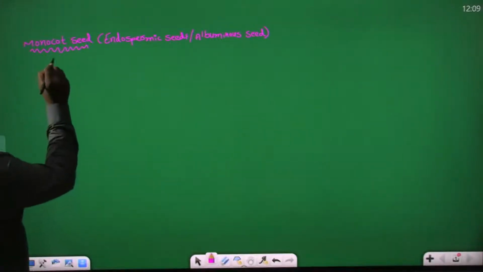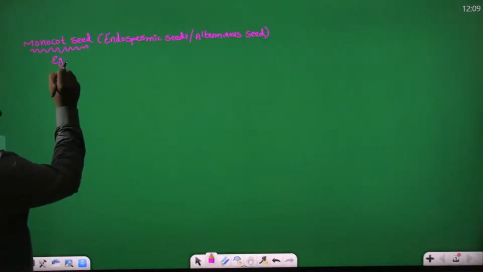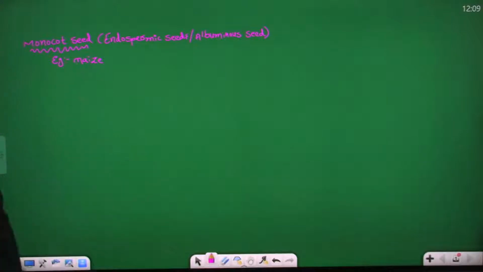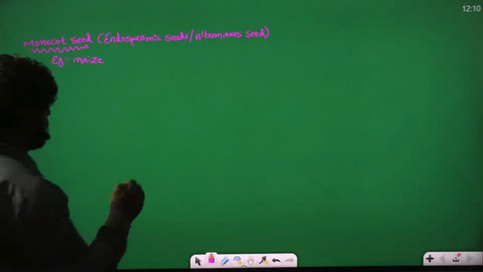Listen. The best example of monocot seed is maize. Maize seed is the best example of monocot seed. Maize, wheat, jowar are examples, but in the NCERT textbook the example given is maize. Expect questions on the basis of maize only. Okay? And listen, this is the monocot seed.